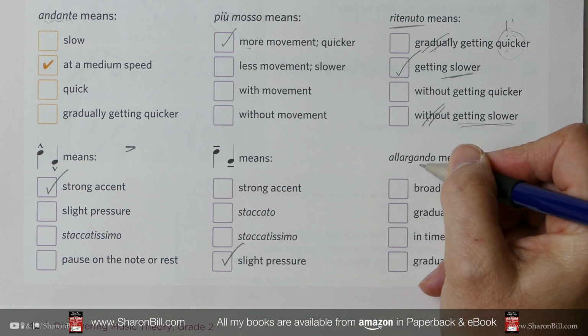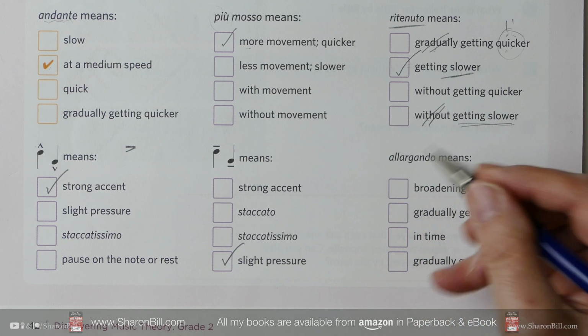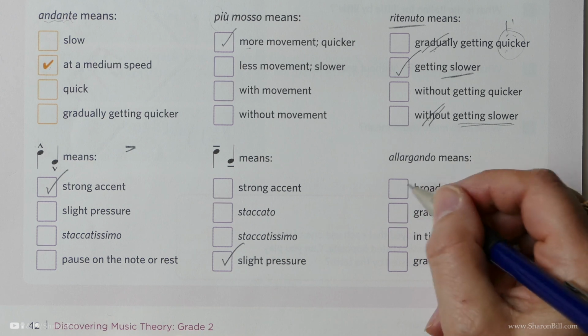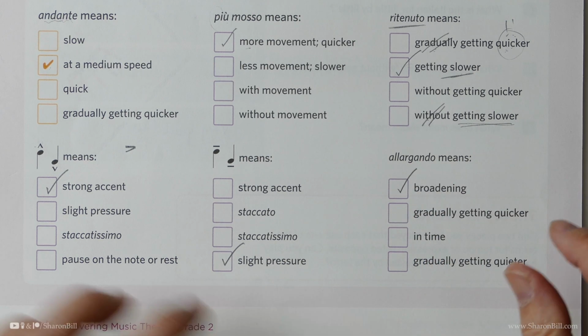Now allargando, this is what you're just going to have to do a little bit of revision on. So we are broadening. It's kind of a slowing, broadening kind of term. Let's continue.